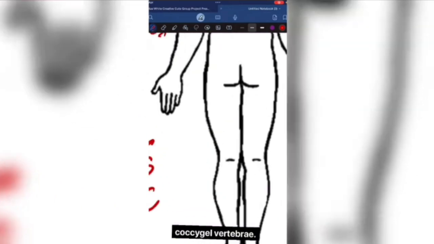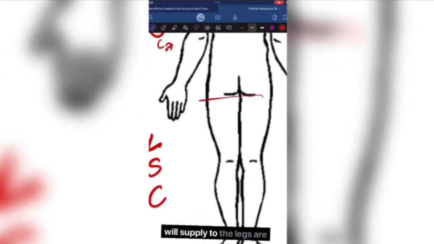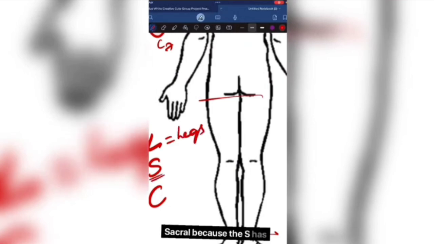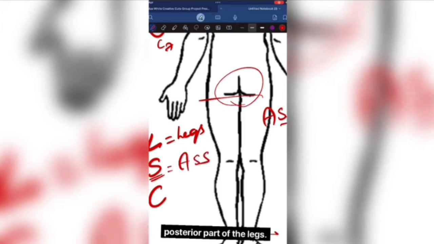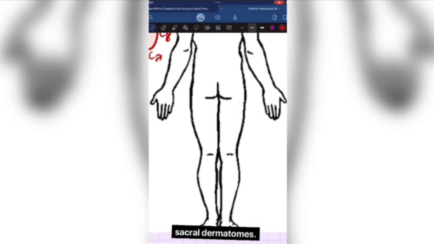So the dermatomes that will supply to the legs are the lumbar, L for legs, sacral because the ass has double S in it, therefore sacral for the ass and the posterior part of the legs, and C for the coccygeal part. So we know that coccyx is nothing but the tailbone. Therefore, the tailbone is supplied by the coccygeal dermatomes. So let's firstly talk about the sacral dermatomes. So we have discussed that sacral dermatomes supply the ass.